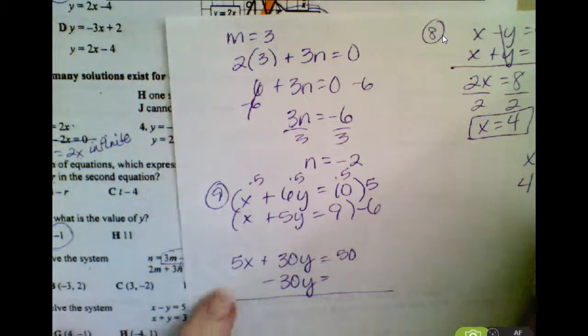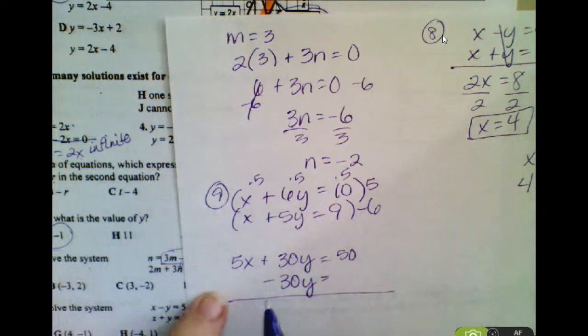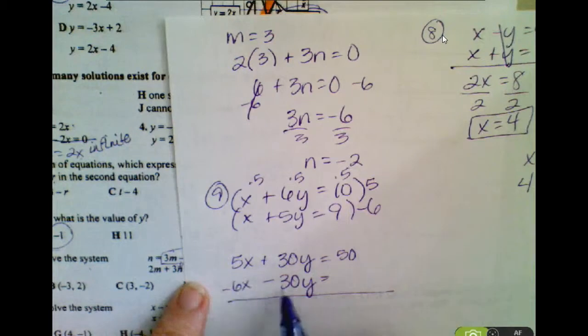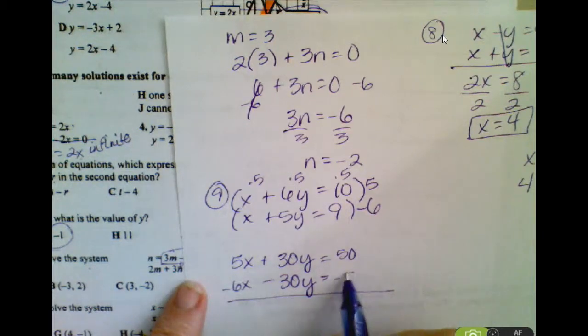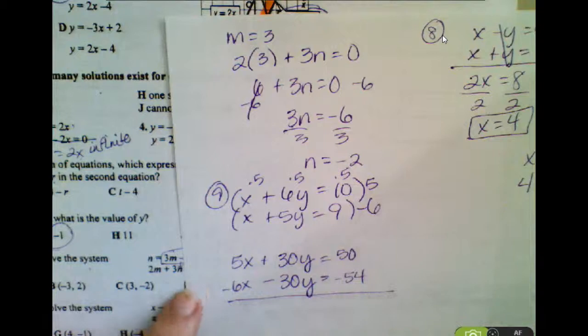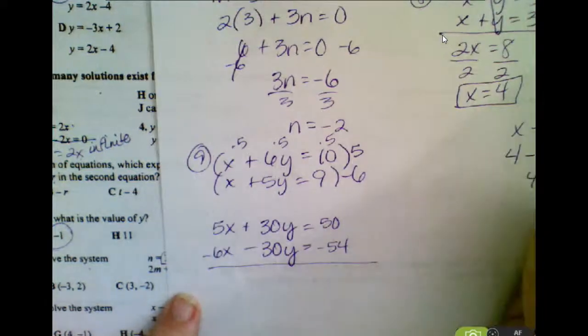All right, what's the bottom one? Negative 6x, negative 30y, and negative 54. Excellent. Okay, now we just have to add them up. So what's 5x minus 6x? Negative 1x.